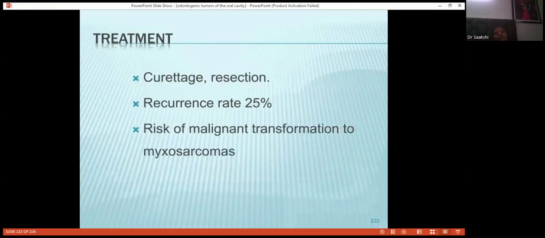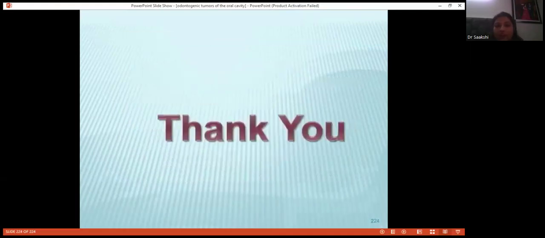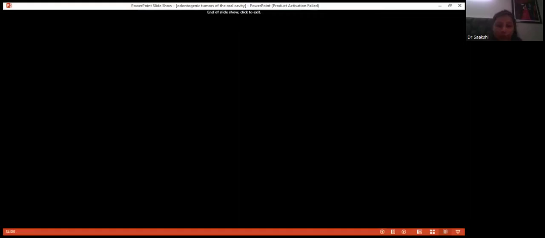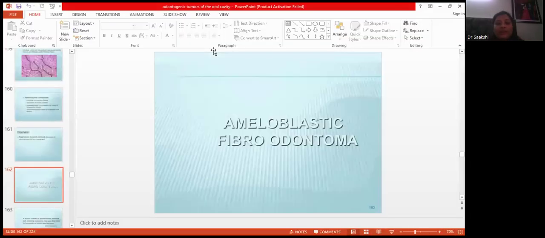The treatment includes curettage and there is a risk of malignant transformation to myxosarcomas. So this was all about the odontogenic tumors. So this topic now completes both your odontogenic cyst and odontogenic tumors.